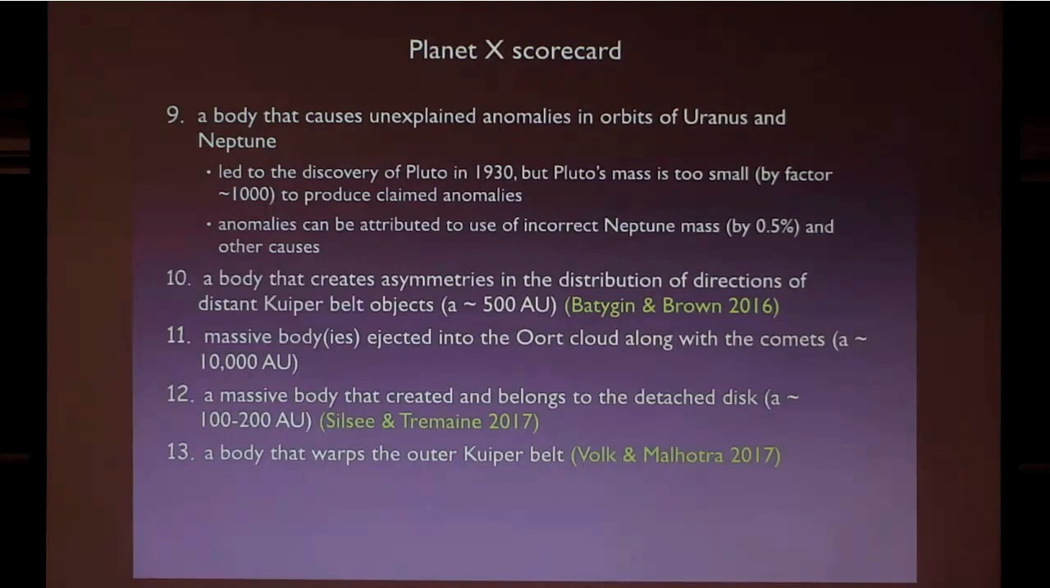Volk and Malhotra have pointed out that the mean plane of the outer Kuiper belt is slightly warped, and the most plausible explanation for that warp is the gravitational force from an outer planet. You can only get crude constraints on the combination of the mass and semi-major axis, but roughly speaking, the body that Volk and Malhotra argue for is consistent with planets 10 or 12.